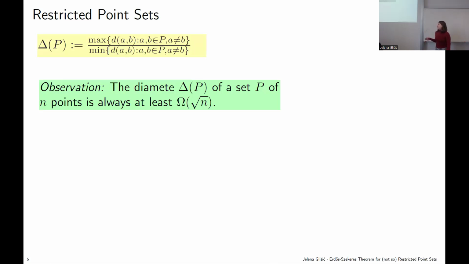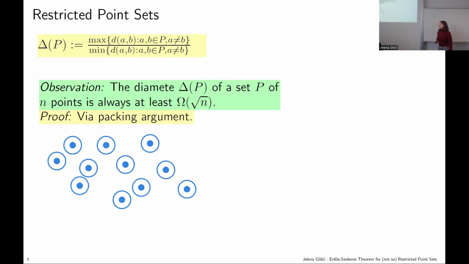And one observation is, sorry, I misspelled diameter. But the diameter delta of my point set is always at least square root of n. Why is this? It's a sort of geometric packing argument. If I have a point set, let's assume the minimum distance is 1, then I can draw little balls or circles of radius 1/2 around each of the points. The total area of this is n times pi/4, because each circle has area pi/4.